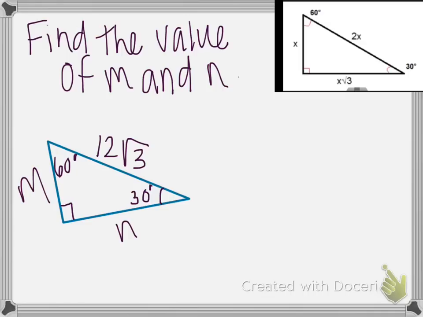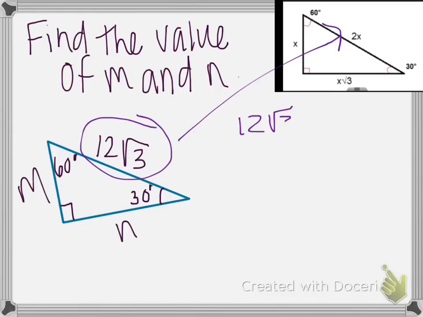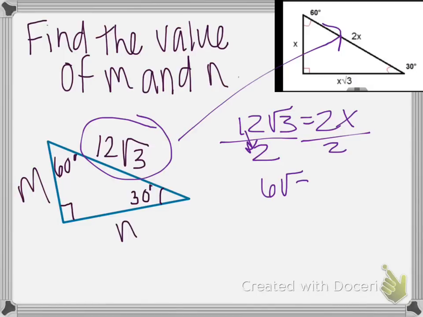We'll do one more. This time we are given our hypotenuse. So that lines up with our 2x, so we need to solve for x. So we have 12 times the square root of 3 is equal to 2x. We need to divide both sides by 2. 12 divided by 2 is 6, so we'll have 6 square roots of 3 is equal to x.